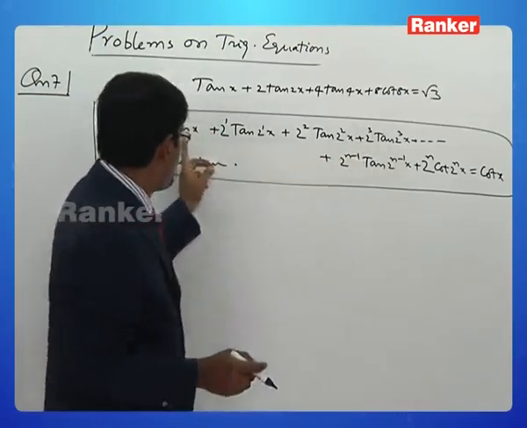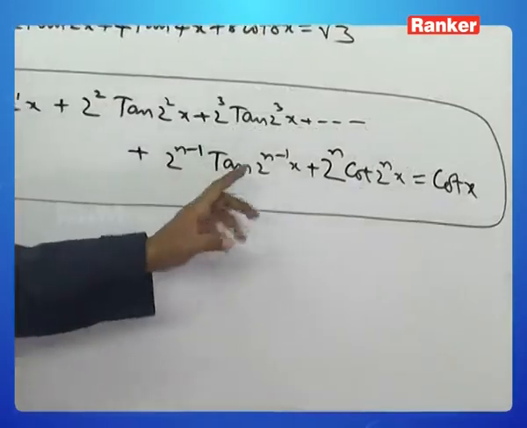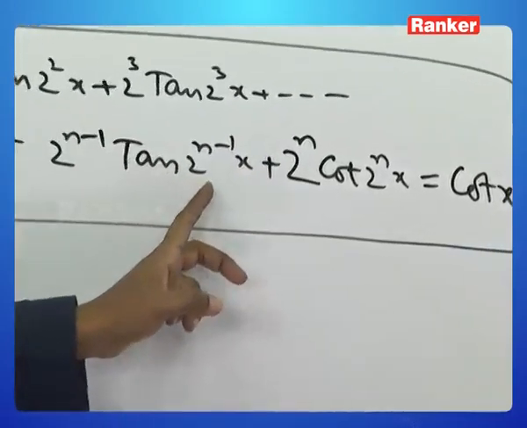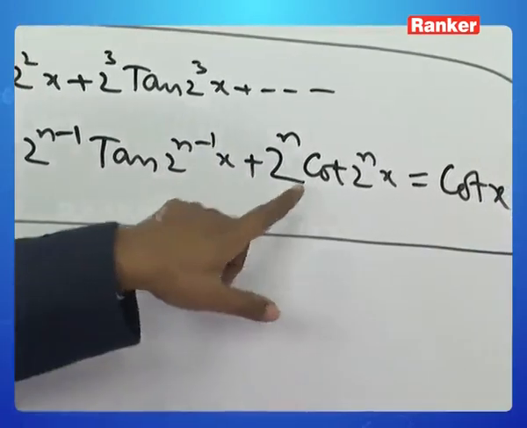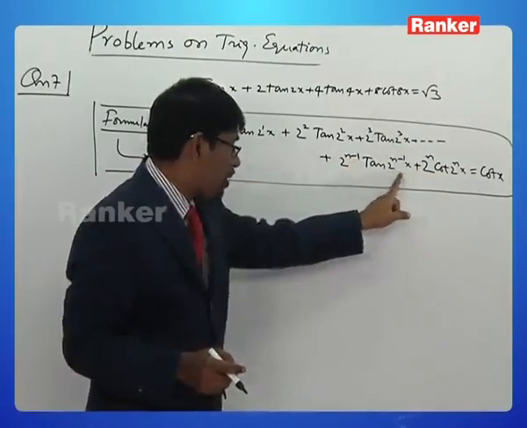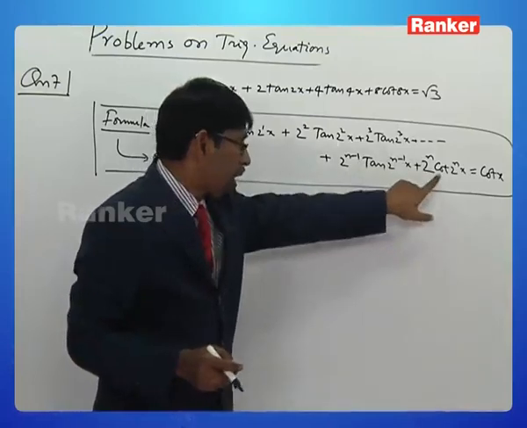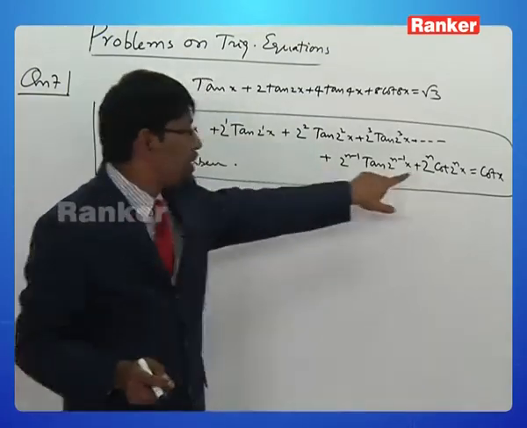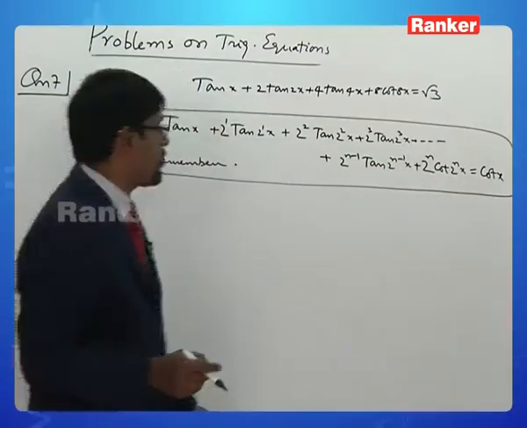So there is a pattern here. You write up to n terms, that is 2 power n minus 1 into tan of 2 power n minus 1 x. But the last term you write, it should come in the same series, but instead of tan you will write cot. Then all that summation will turn out to be equal to cot x.